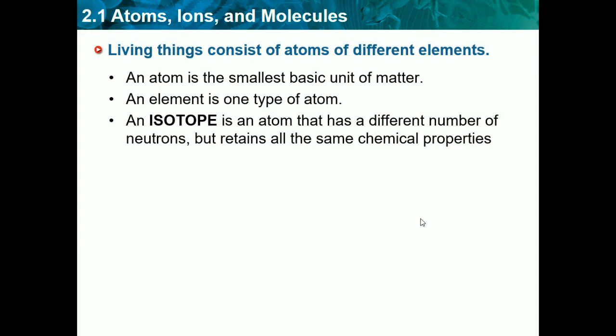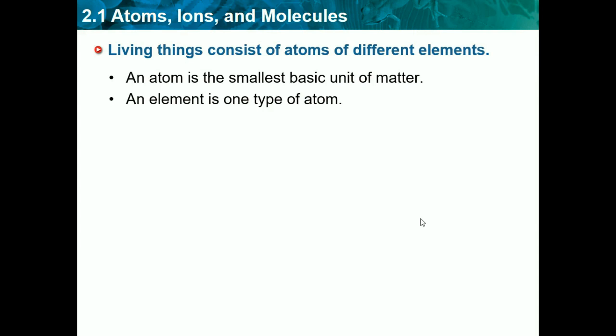So let's go back once. An element is one type of atom. So one atom can be considered an element. So if you have one atom with a certain amount of protons and electrons, it's considered a certain element. So you can have an atom of silver or an atom of gold, which is an element.